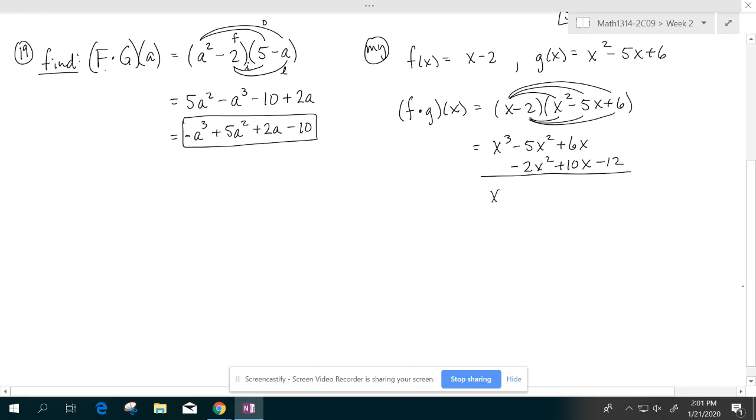All right, so I'm going to have x cubed minus, how about 7? Plus, and minus 12. And notice that is already in the right order. Have y'all seen that before? The distributive property? Okay, I'm glad that we're recording. You can go back and watch it over and over and over again if you need to, okay?